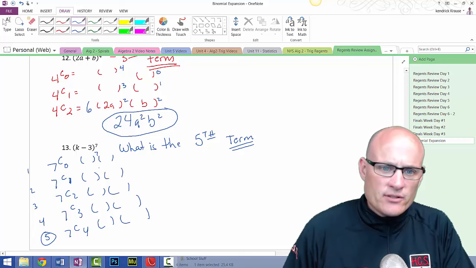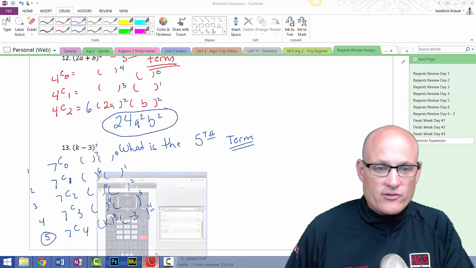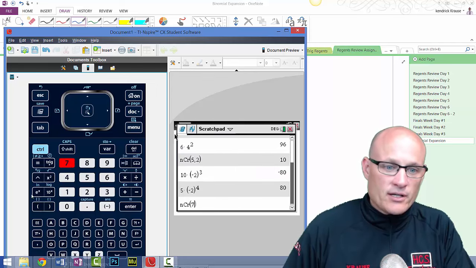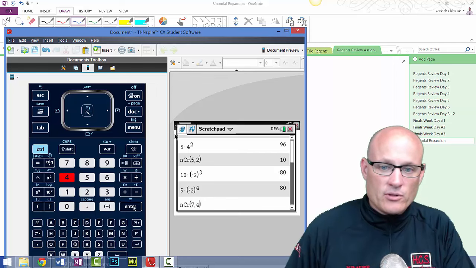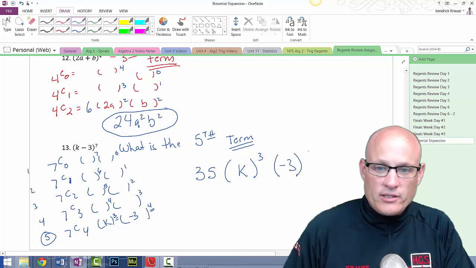So 7, 6, 5, 4, 3. 0, 1, 2, 3, 4. You just have to make sure that these add up to 7. K goes in this one, and negative 3 goes in this one. So I have to figure out what 7C4 is. So I'll go menu 5, 3, 7, comma 4, I believe it was, right? 35. So it gives me 35 K cubed negative 3 to the 4th.